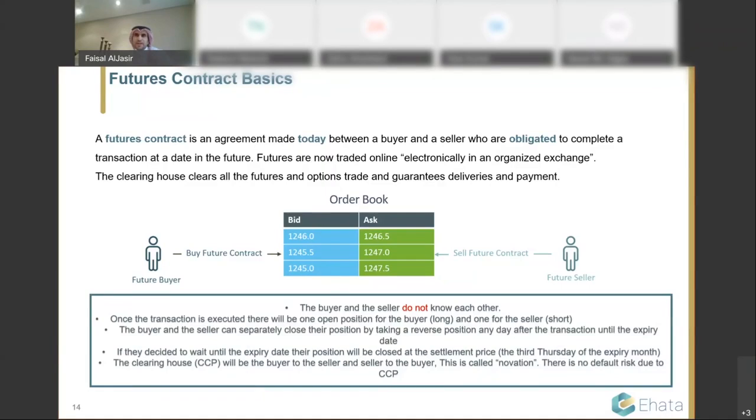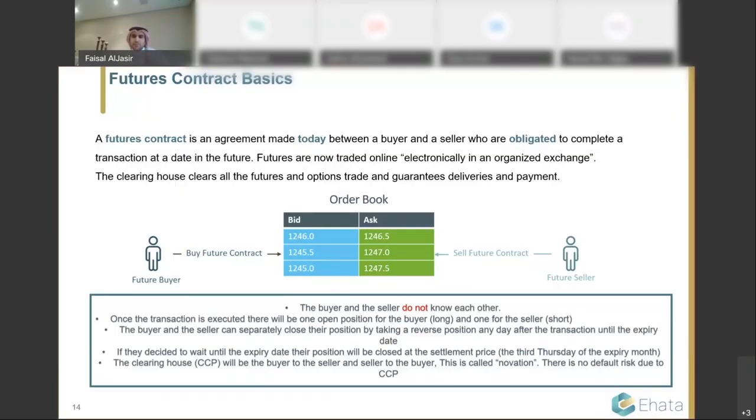Again, the buyer and seller can close their positions before the settlement date, and that can be done by entering into a reverse position. So if you are a buyer, you are long, you can enter into a reverse position where you are a seller, you go short. That matches exactly the contract, and in this case, you have a matched transaction where you can either gain or lose. You will gain or lose depending on where the market movements are at the time, and we'll come to that also.